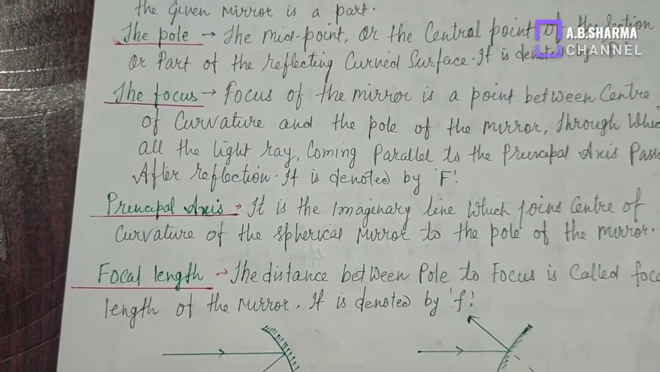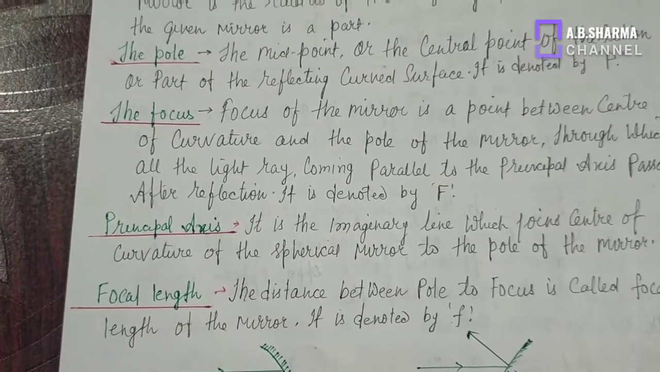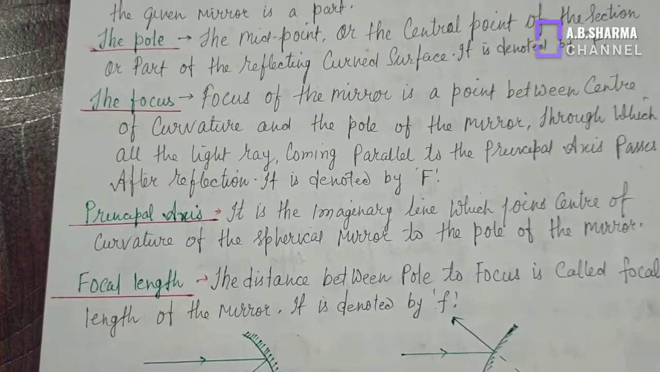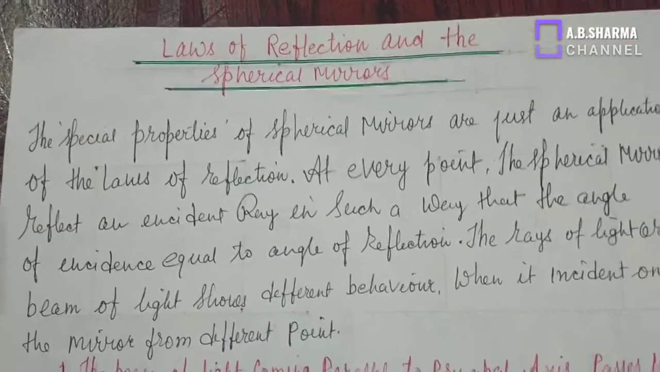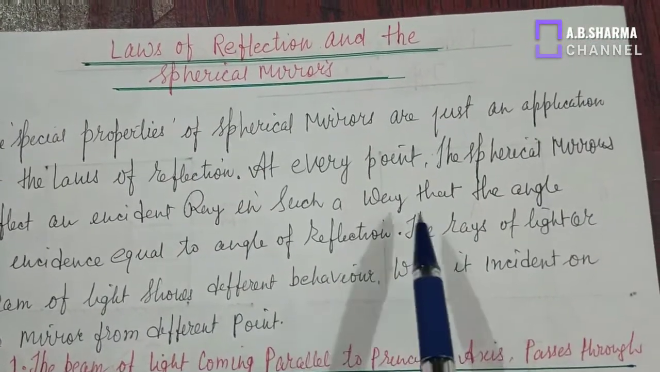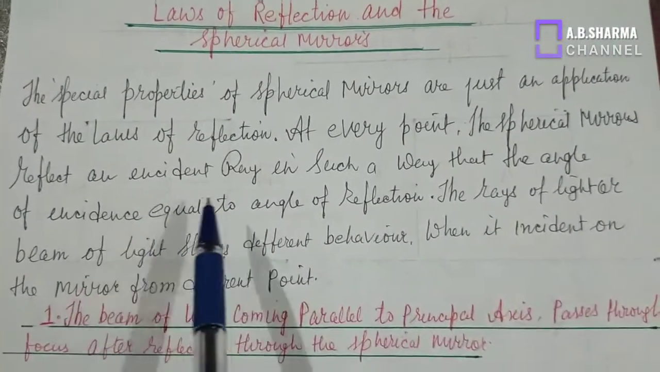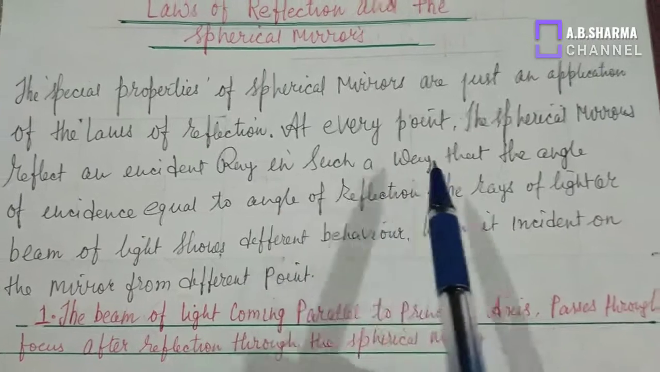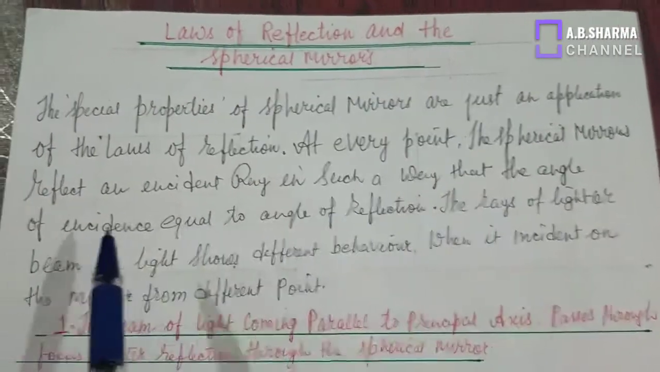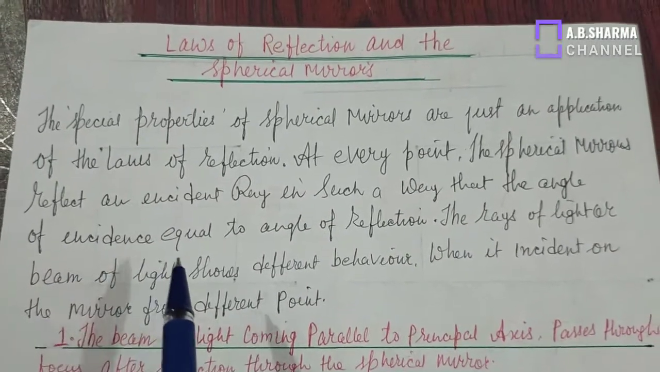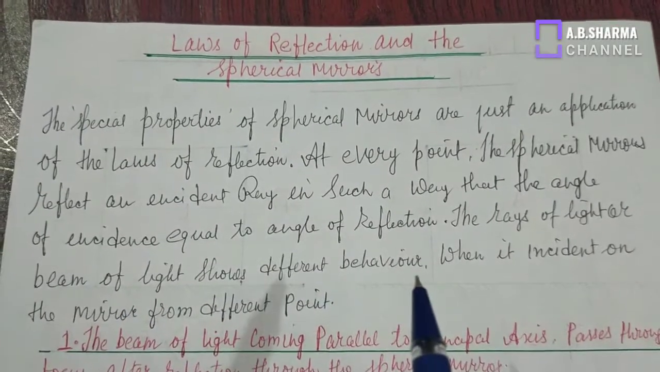Now we will see how reflection takes place through the spherical mirror. So, laws of reflection and the spherical mirror. The special properties of a spherical mirror are just an application of the laws of reflection. At every point, I am repeating it again, the spherical mirror reflects the incident ray in such a way that the angle of incidence equals the angle of reflection.